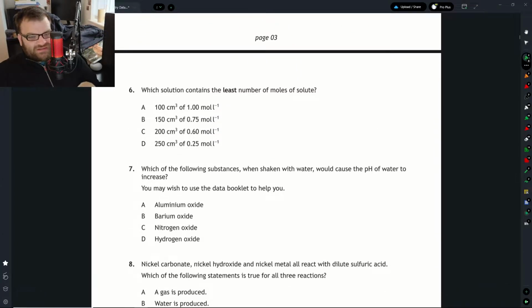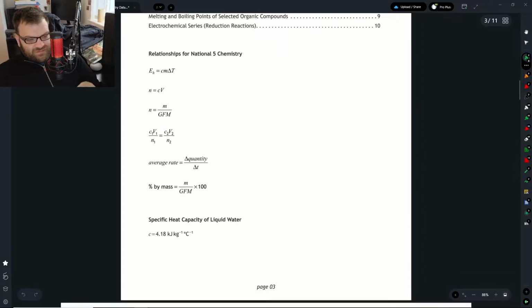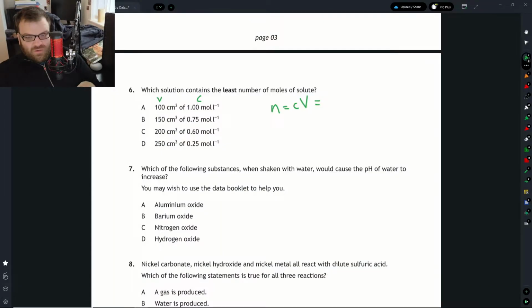Next, we want the least number of moles of solute. This means we're using one of the calculations involving N for number of moles. You need to be able to recognise that is a volume and that is a concentration. That means we are using N equals C times V. When you're using this, because it is moles per litre, we want our volumes in litres. So if you have something in centimetres cubed, if you divide by 1,000, you will turn that into litres.